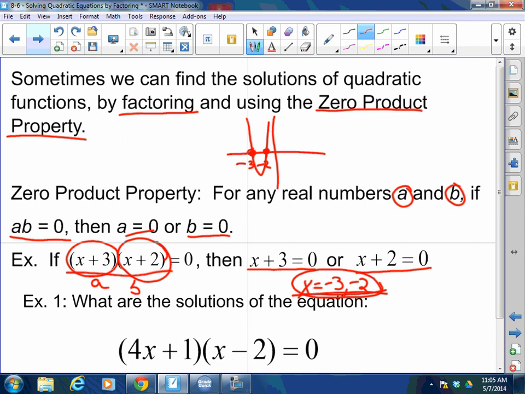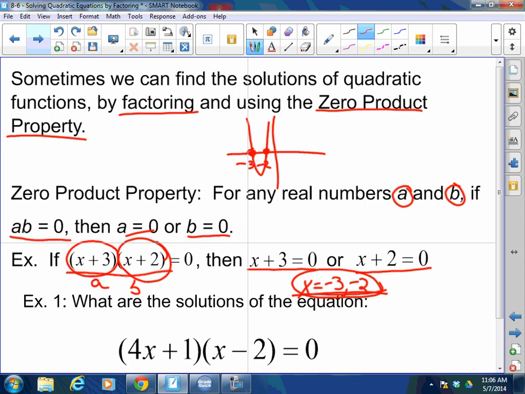I solved x plus 3 equals 0. How do you solve for x? You subtract 3 from both sides. If you guys are having problems with solving single-step equations, I strongly suggest that you watch my video on single-step equations.